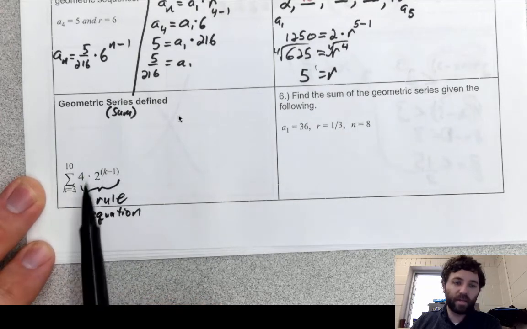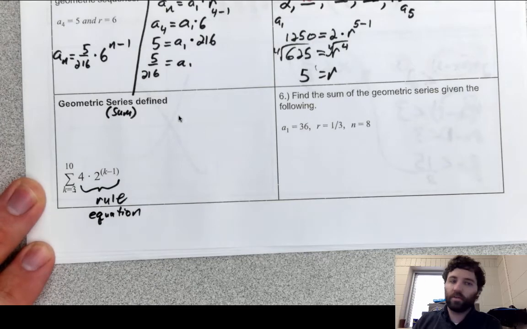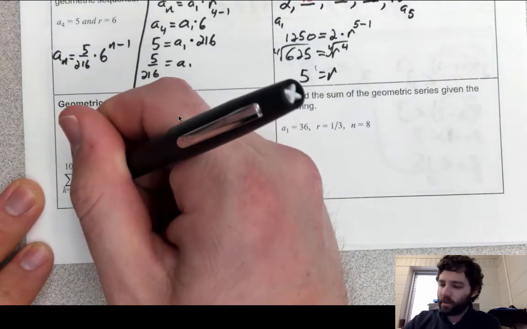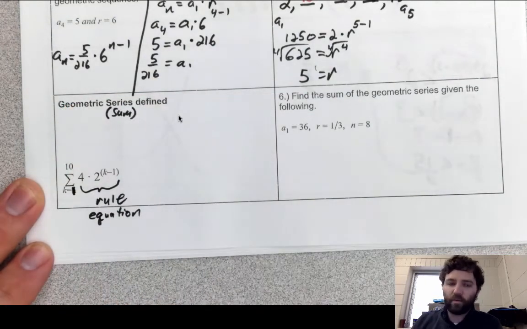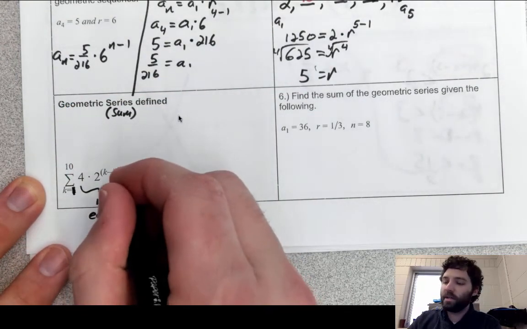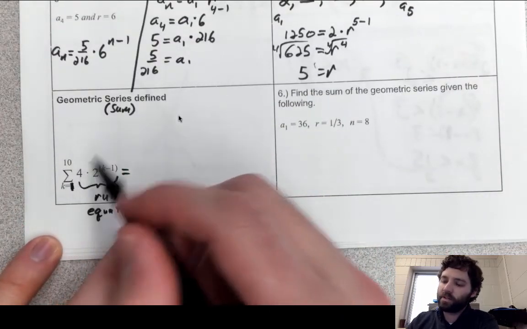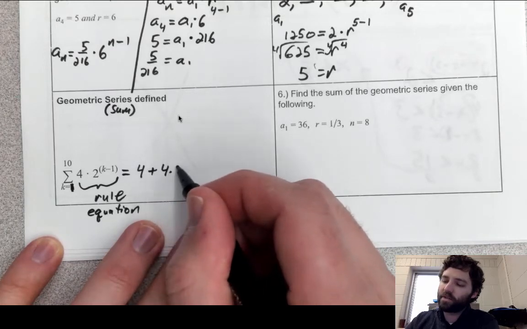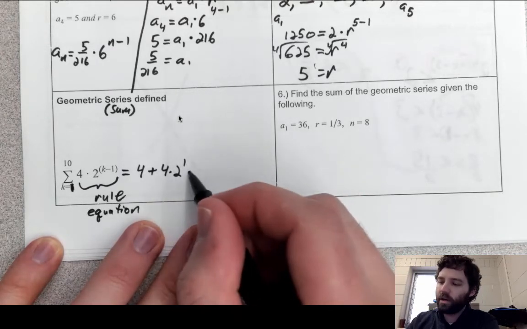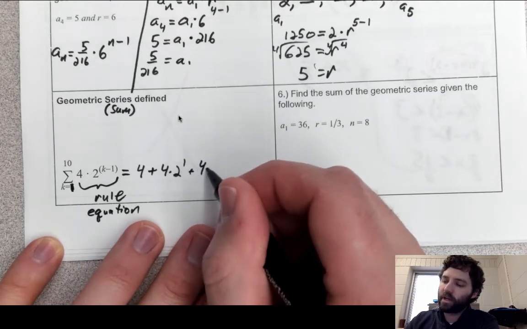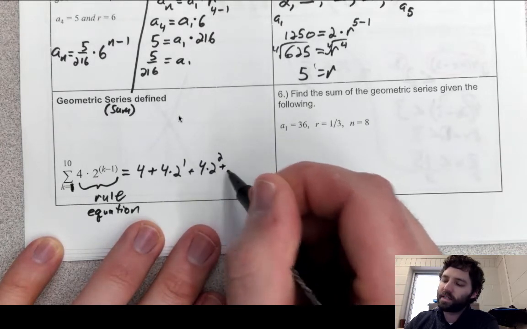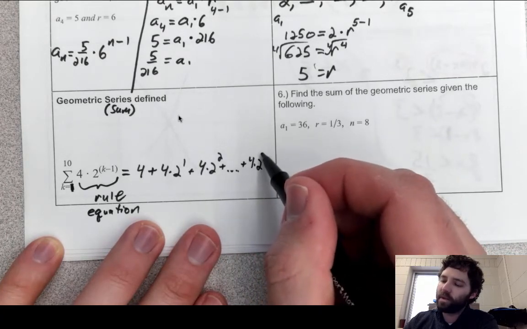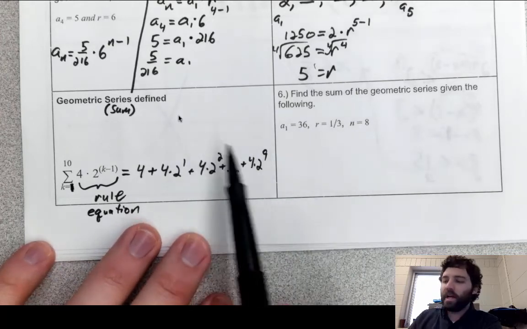Now, I think all the problems in the assignment start at the first term through some other term, so I'm even going to start that at 1. What this would mean is we would take the first term, which is 4, plus the second term, 4 times 2 to the 1, plus the third term, 4 times 2 to the 2, plus dot, dot, dot, all the way to the end, which would be 4 times 2 to the 10 minus 1, so the 9. And you want to add all of those up.